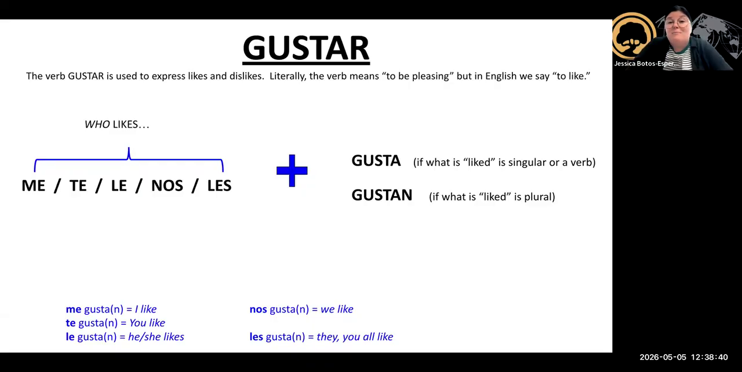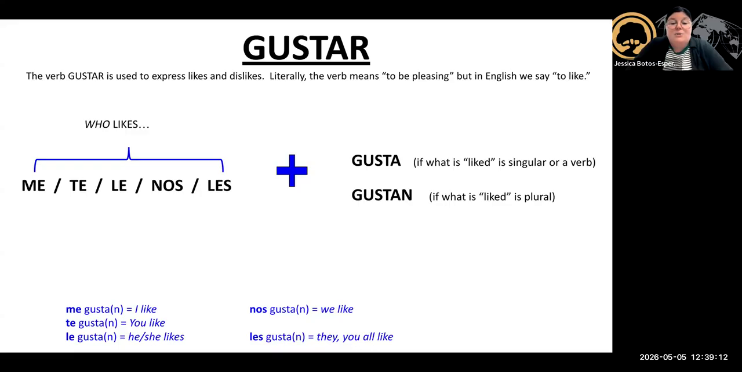Anytime we have two verbs next to each other in Spanish, the first verb stays conjugated, gusta, and the second verb will always remain in its infinitive form, meaning that it ends in AR, ER, or IR. So, me gusta estudiar. I like to study. And an example using the plural would be me gustan los tacos. Tacos is plural, so I'm going to choose gustan.